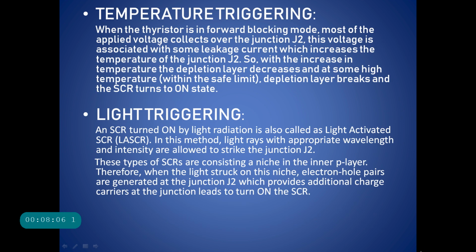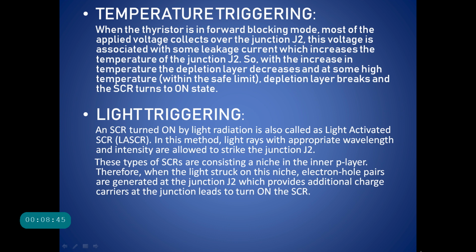The next method is temperature triggering. When the thyristor is in forward blocking mode, most of the applied voltage collects over the junction J2, and this voltage is associated with some leakage current which flows across the junction, and due to the flowing of this current, the temperature of the junction J2 increases. With increasing temperature, the depletion layer decreases, and at some very high temperature, when a very high current flows and hence the temperature also increases, the depletion layer breaks and there is an avalanche breakdown of the junction J2 and the SCR comes to the on state.